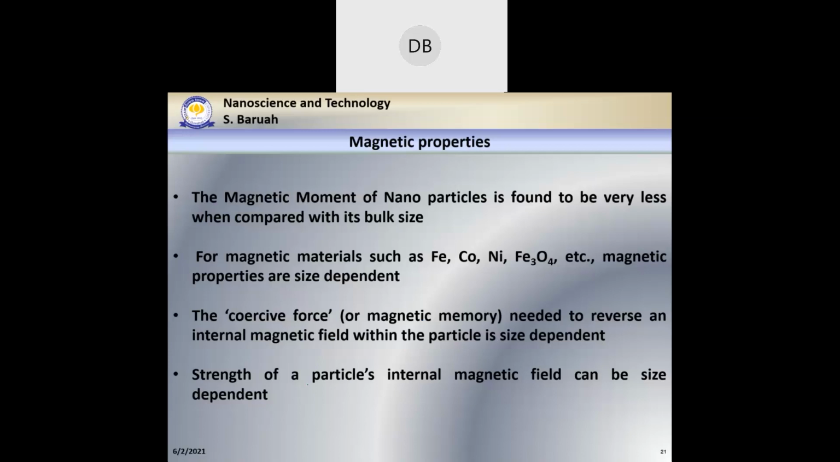Okay, the strength of a particle's internal magnetic field can be size dependent. Okay, so the magnetic property of a material, be it a permanent magnet or a paramagnet, with size, the magnetic field varies, and normally when the size goes smaller and smaller, the magnetic field impacts are also getting lesser and lesser. Okay.